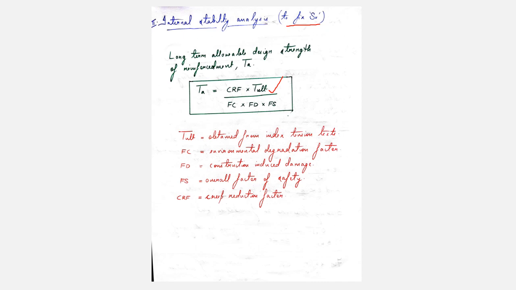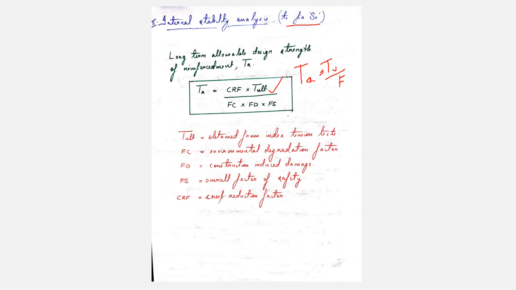Usually, how do you find the allowable loads? Allowable loads are usually found by dividing the ultimate forces by a factor of safety, right? This is how you usually find the allowable loads. Now in this case, that is not enough. We still need to find the long-term strength which can be achieved in the field. So to find that long-term strength, we are incorporating all these factors.